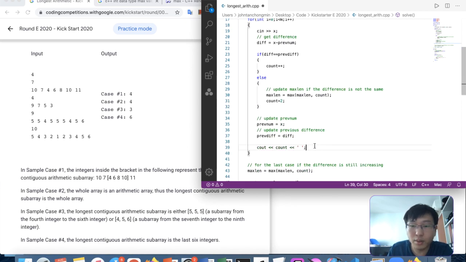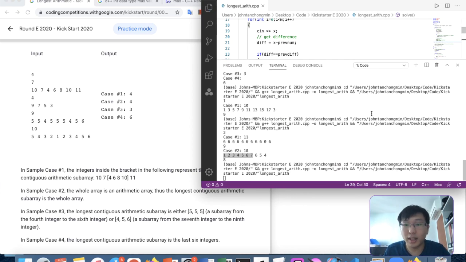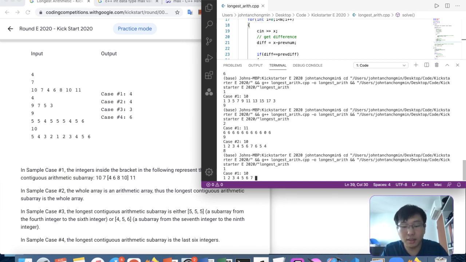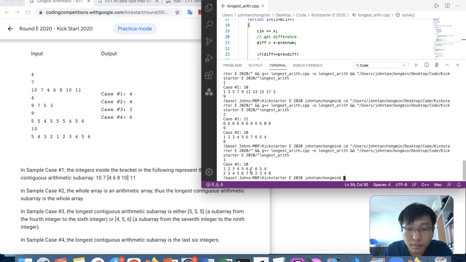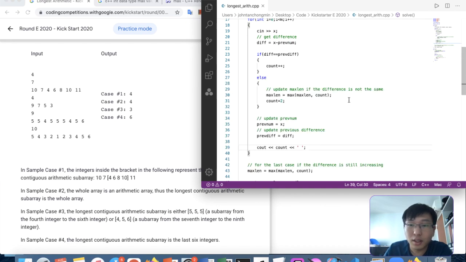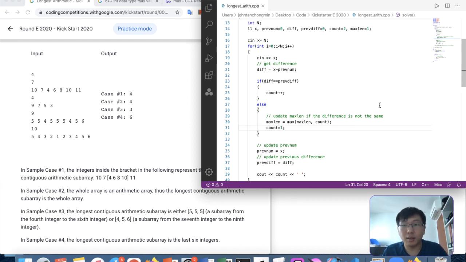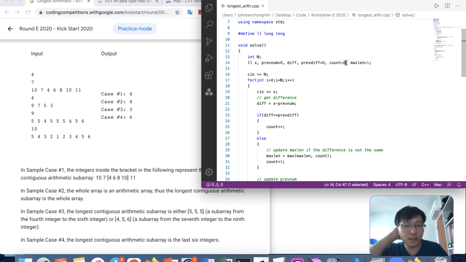Okay, so maybe it's time to print this out to just check why it's wrong. So maybe case 1, 10 numbers: 1, 2, 3, 4, 5, 6, 7, 6, 5, 4. Okay, 2, 3, 4, 5, 6, 7, 8. Oh, okay. So it counted until 8 here, which is wrong. So that means when I update this, the count should be 1. I mean, the original count of 2 is okay because the first difference will never be equal to the previous difference.